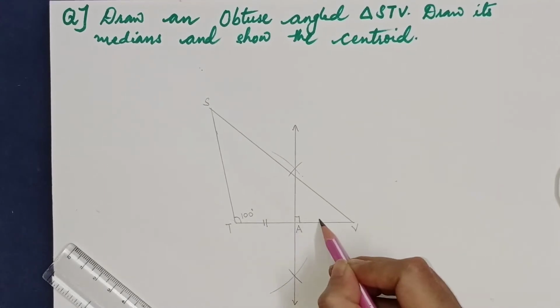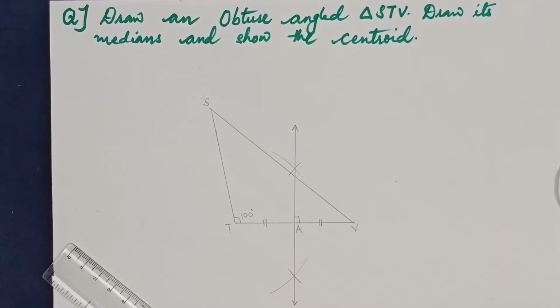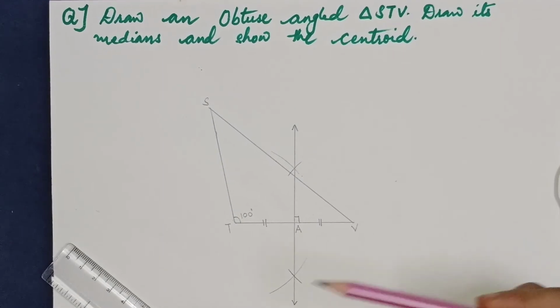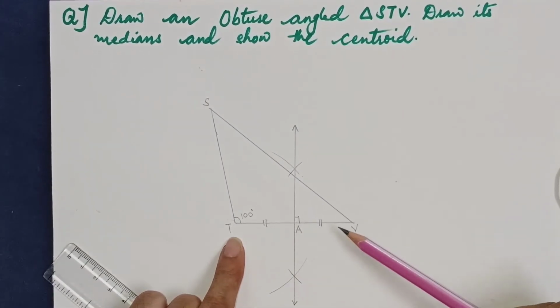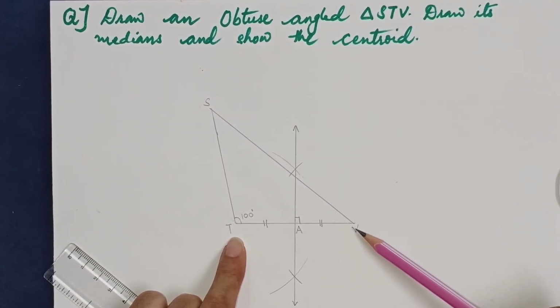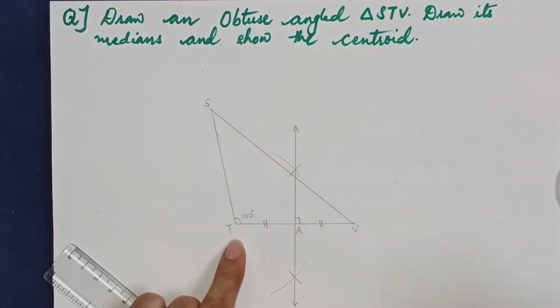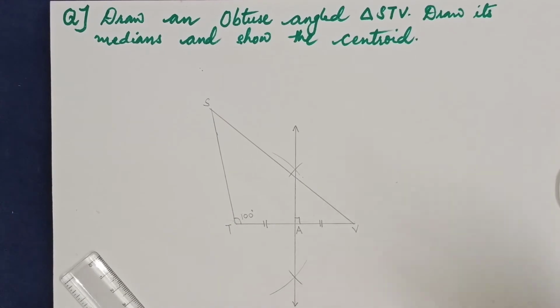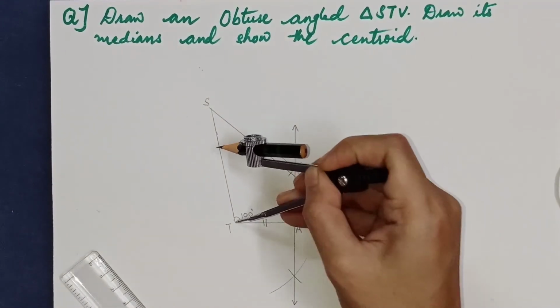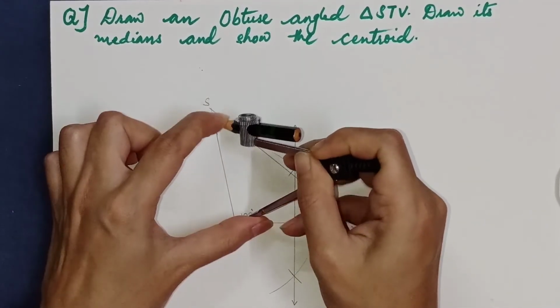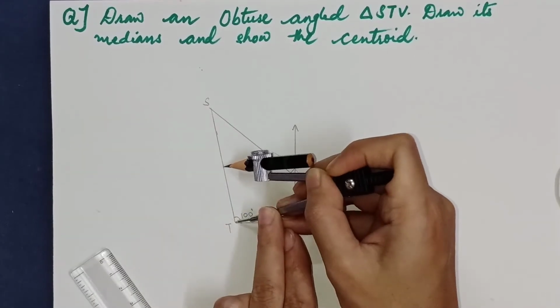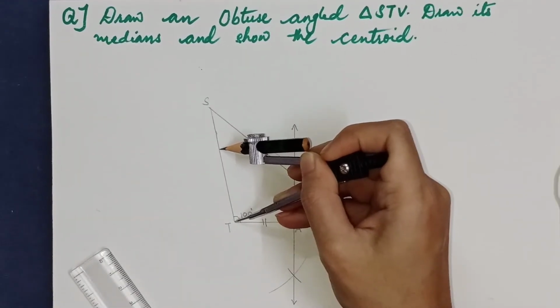So I'll denote it by the 2 marks. Now similarly, as we have drawn the perpendicular bisector of this particular side TV, now we are going to draw the bisector of the side ST. Again the same procedure. This is the entire segment. And the half will be almost like this. We need to take more than half.